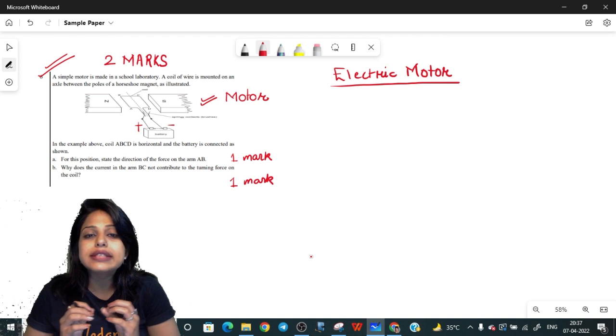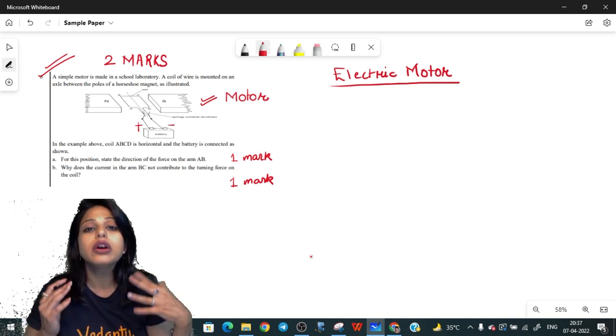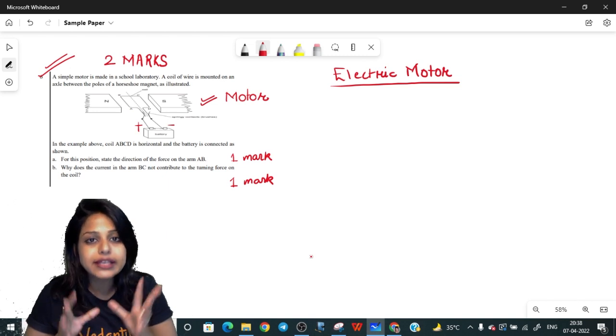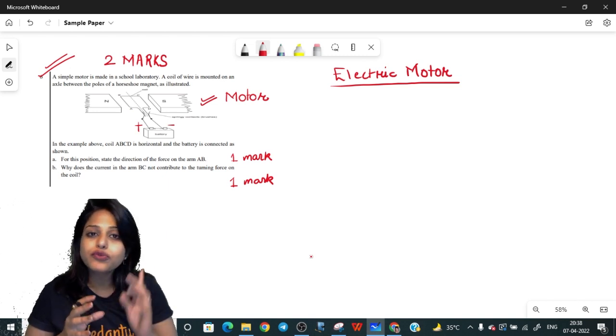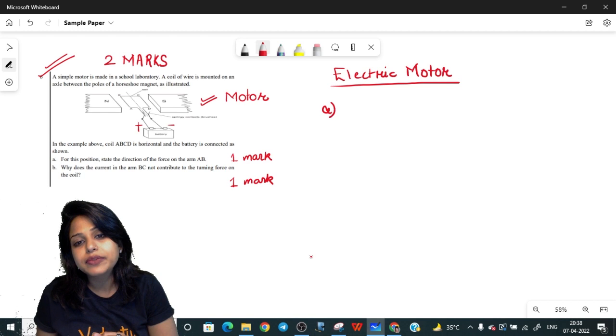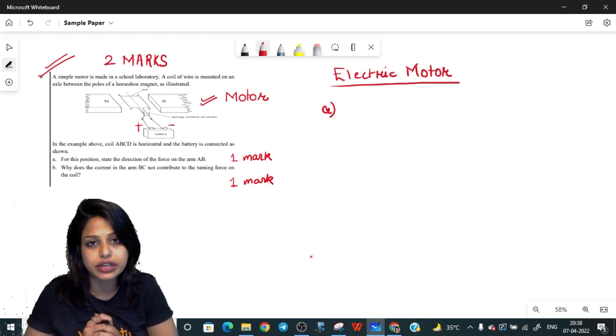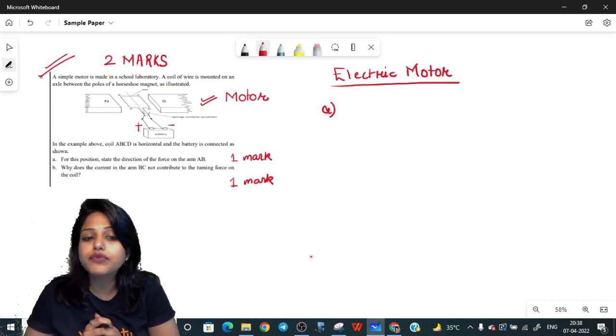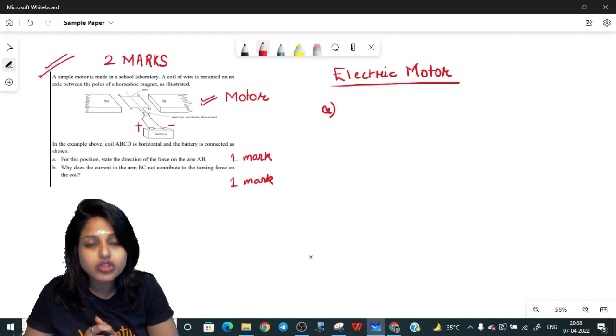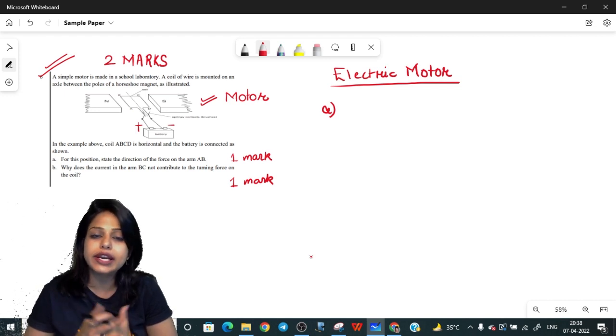So here it is given a simple motor with the diagram, the position of your coil and the battery's polarity. We have to first answer part A, saying for this position, state the direction of the force on the arm AB. So I have to consider arm AB and tell the force.